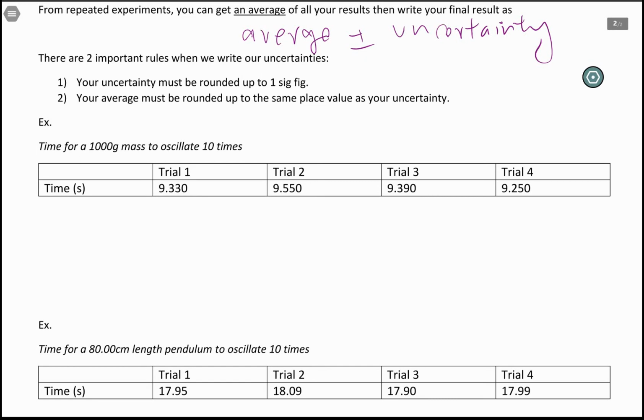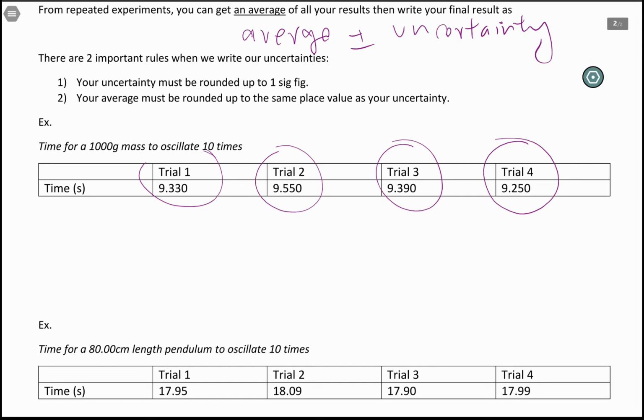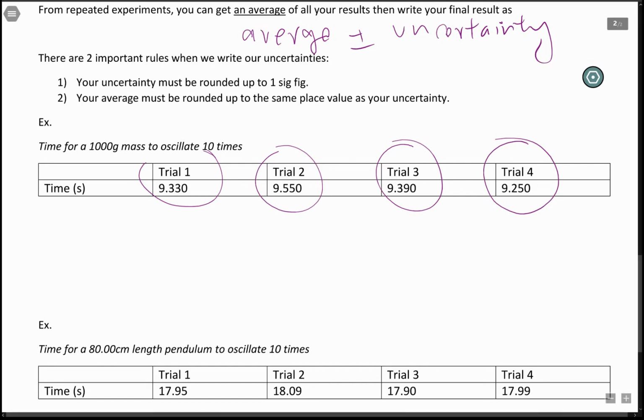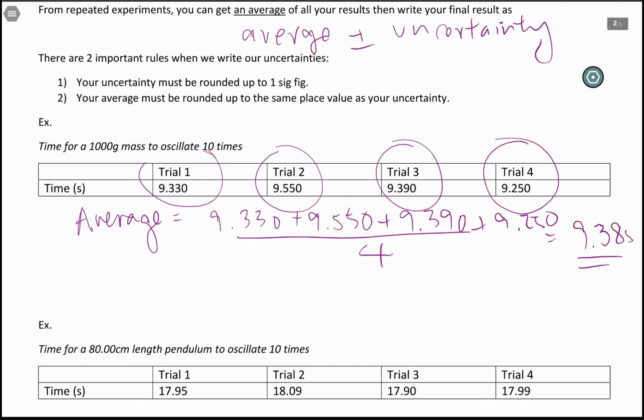We're going to look at the next example together, but I'm going to give you a chance to calculate the average of these 4 numbers by yourself. We can come back and compare our values, and we can move on to doing the uncertainty calculations together. Okay, this is a good time to pause your video, and we'll come back. Hopefully you have something like this, 9.38 seconds. Please do not round at this step, and also do not round after we calculate our uncertainty.